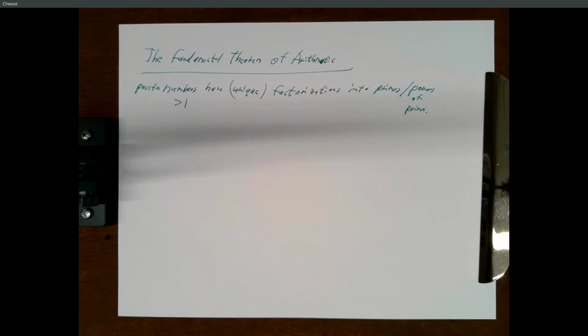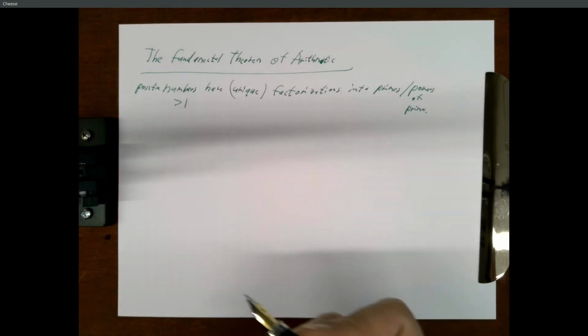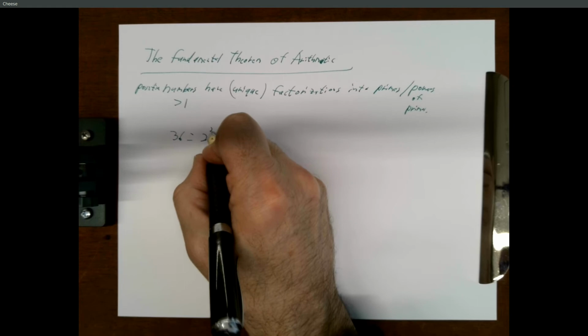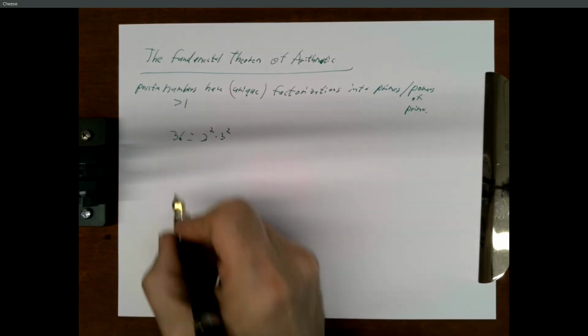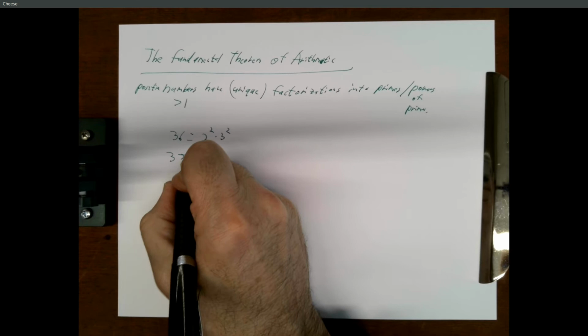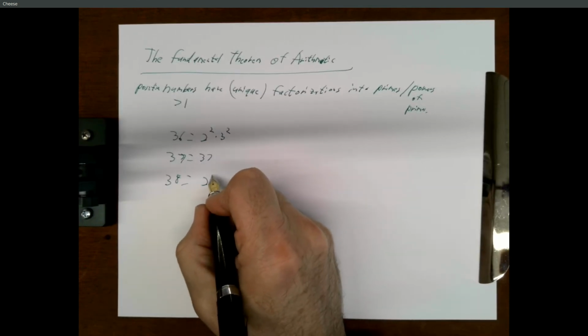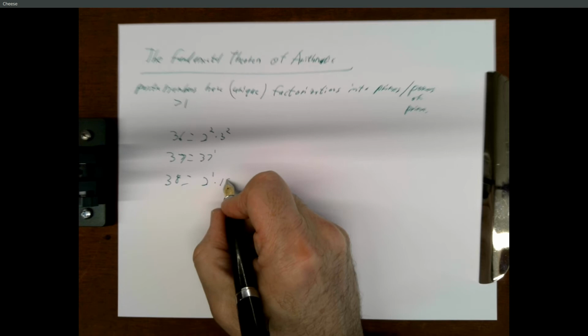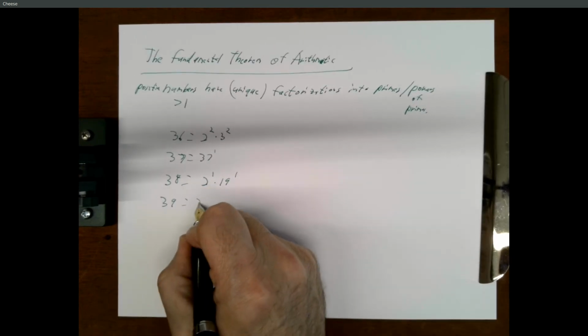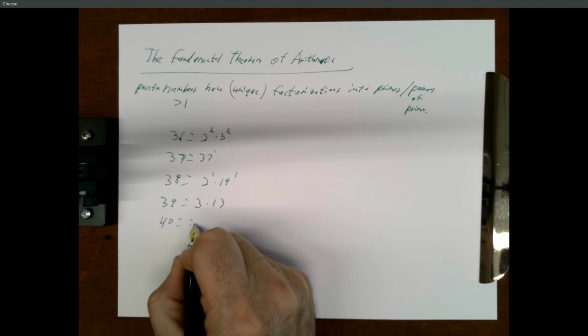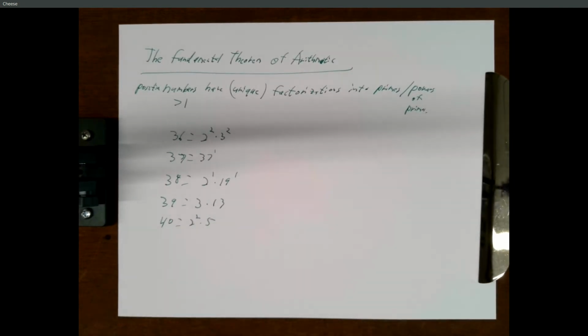We could write this very formally and it would be gobbledygook, impossible to read. But here's the basic idea. 36 is 2 squared times 3 squared. 37 is just 37. 38 is 2 to the first times 19 to the first. 39 is 3 times 13. 40 is 2 cubed times 5, right? Numbers are either prime, so it's just a prime raised to the first power, or a product of powers of primes. And the fundamental theorem says this factorization is essentially unique.